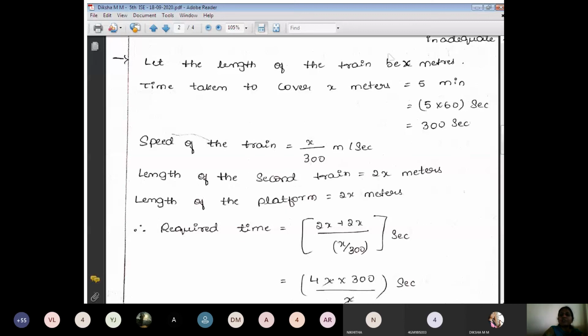So she has taken the length of the first train as x. So that is why the second train is 2x, because the second train's length is double the first train. 2x, double the length of the first train. So that is why 2x meters. Like that, no, Diksha? Yes, ma'am.